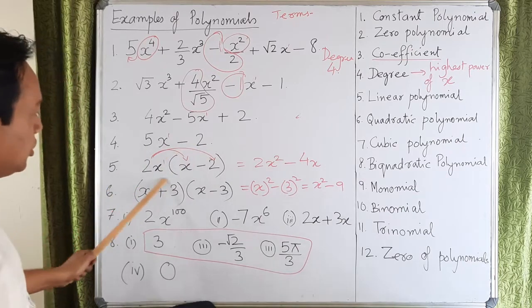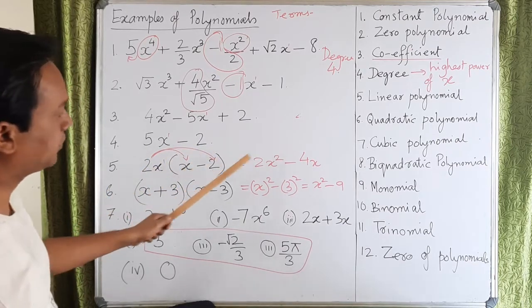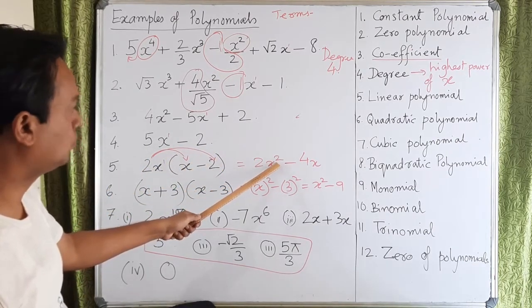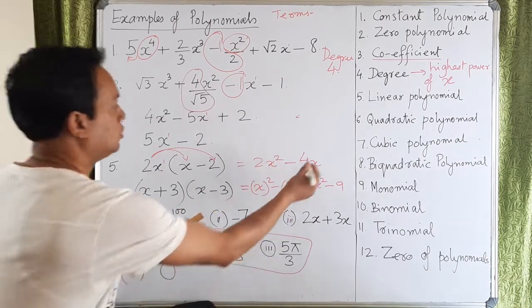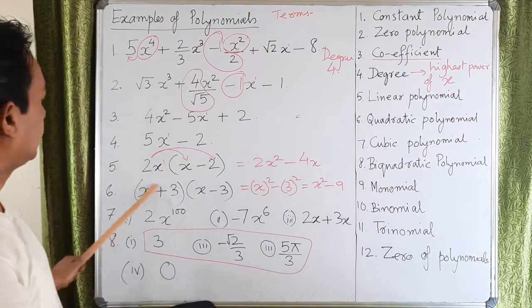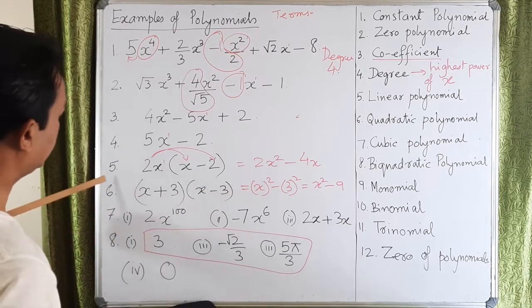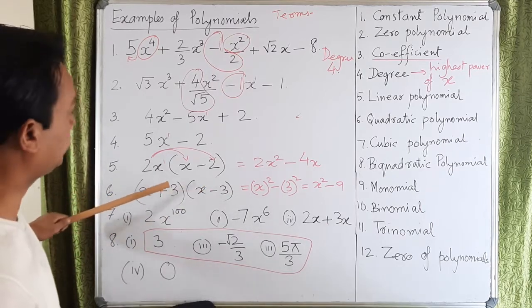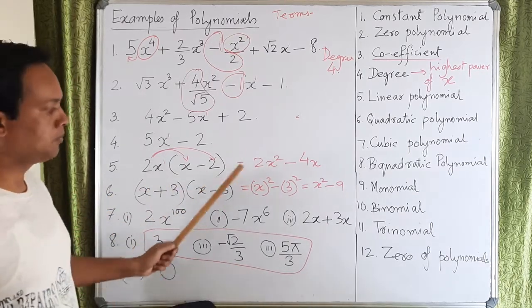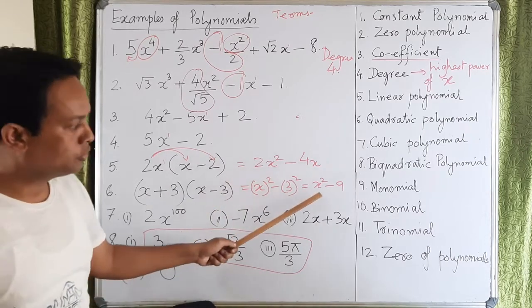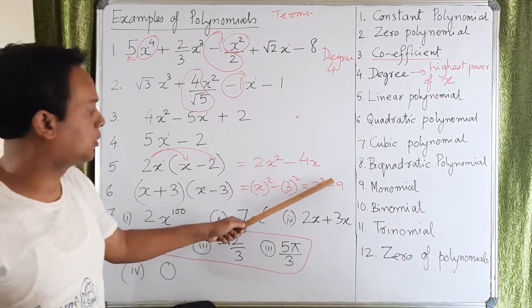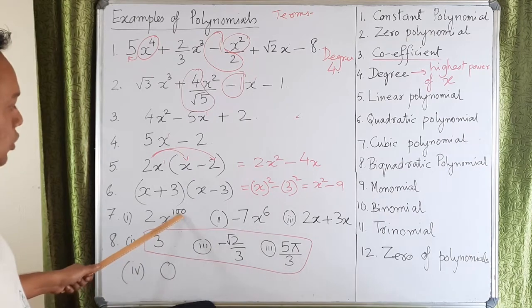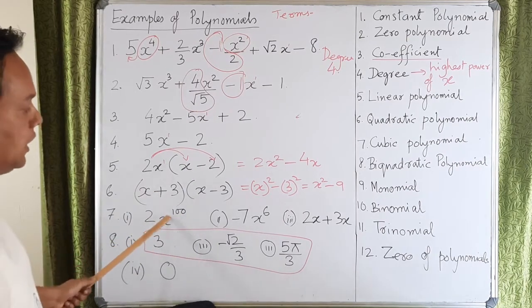Now in this one, you cannot check here. You have to multiply first and then check. Here degree 2. Highest power is 2. And this one, you cannot check here. You have to multiply. If you have anything like this, you need to multiply. In order to check degree, first of all, you have to multiply and simplify. Then only check the degree. The degree is 2. Highest power is 2. Here, we have only one power, that is 100. So degree 100.